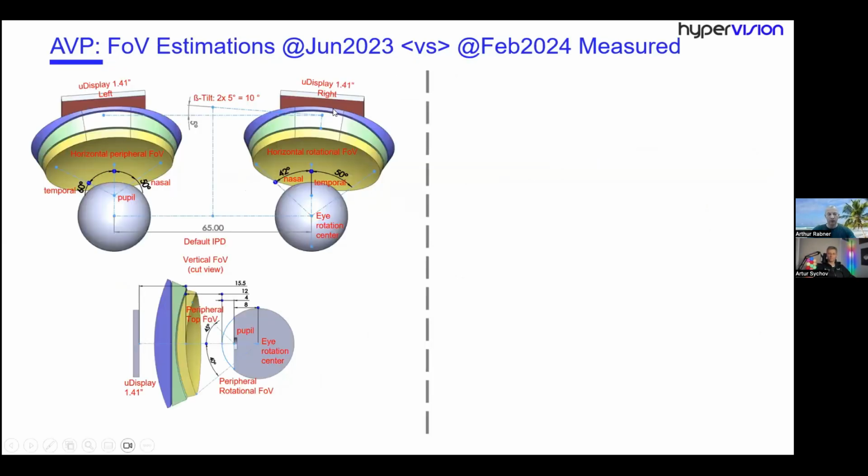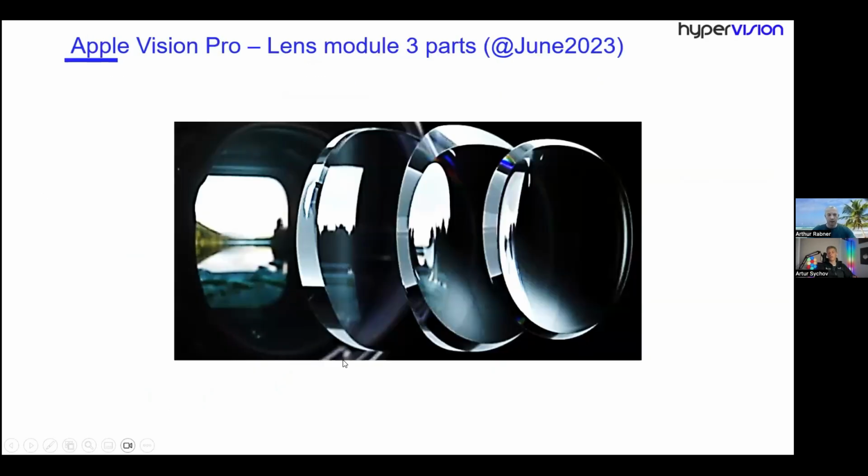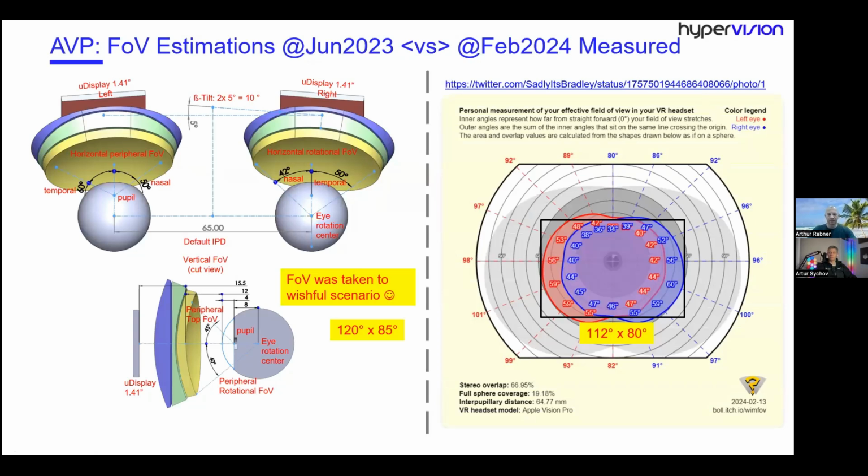So that was also our estimation in June '23. We estimated 5 degrees of this tilt angle, and we also estimated a total field of view that was overestimated. Now it was measured by Brad, 112 over 80 degrees, and we estimated 120 over 85. So it was a visual scenario. Some people might be getting it, right? Depending on their shape of the face. No, you don't think so?